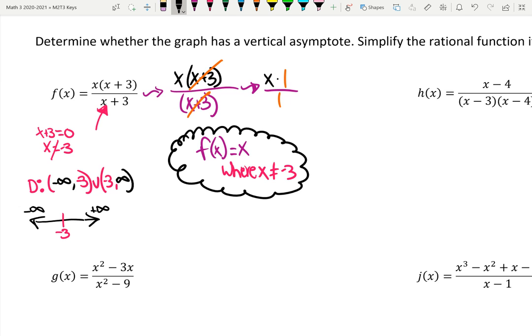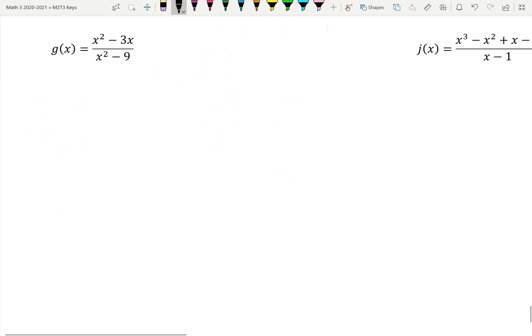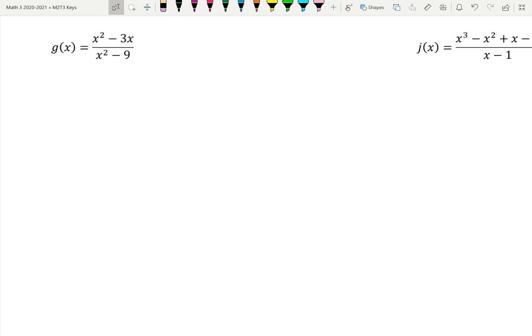Let's go ahead and look at our next one. So g of x equals x squared minus 3x over x squared minus 9. Basically, you should have an autopilot where you want to factor this. And I'm going to factor out a common x for my first term, leaving me with x minus 3. I get x minus 3 times x plus 3.